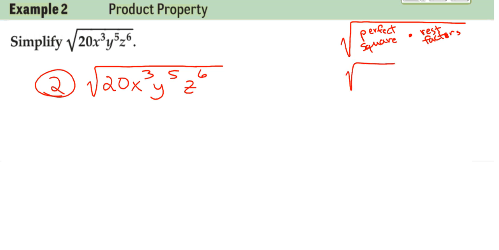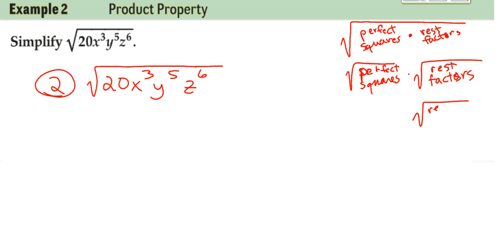And then I rewrite it as the square root of the perfect squares, times the square root of the rest of the factors. And then these will stay in the radical, this rest of the factors. And the things that will come out here will be just numbers and variables because they get to come out of the radical. So that's just to let you know how I'm going to do this.